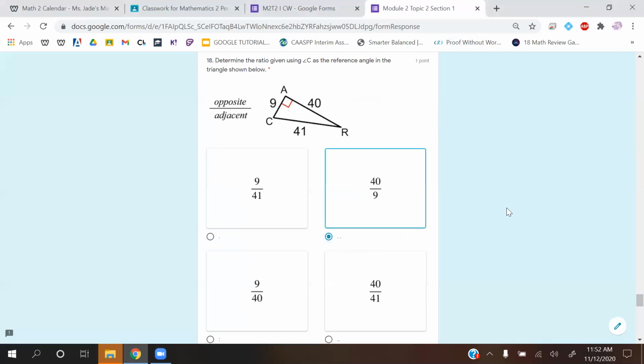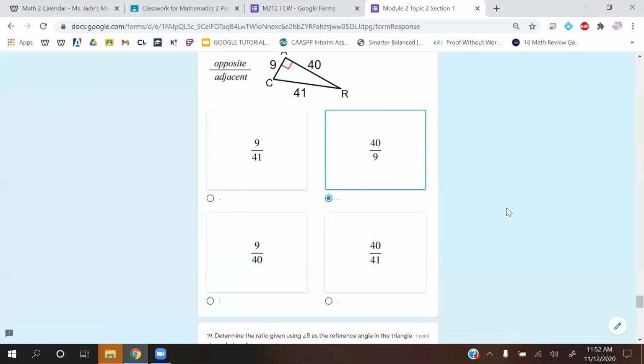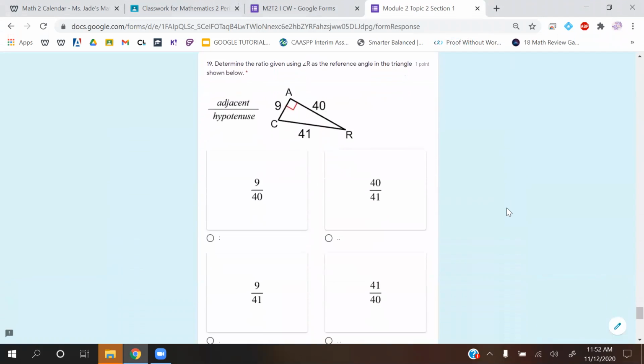Let's take a look. Okay, so then on to number 19. Number 19 says determine the ratio given using angle R as the reference angle in the triangle shown below. So we are using angle R. We want the adjacent. So Nancy said 40, good. 40 is adjacent to R. And then we want the hypotenuse, which is the longest side, also known as the side directly across from the right angle. So 40/41. Good.